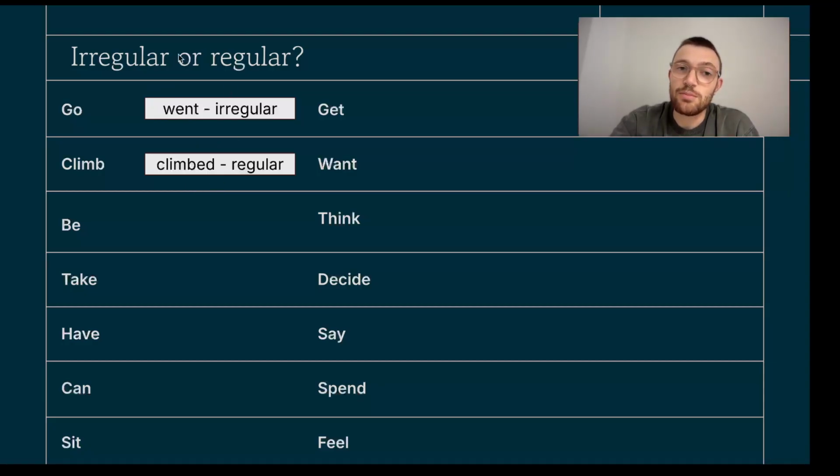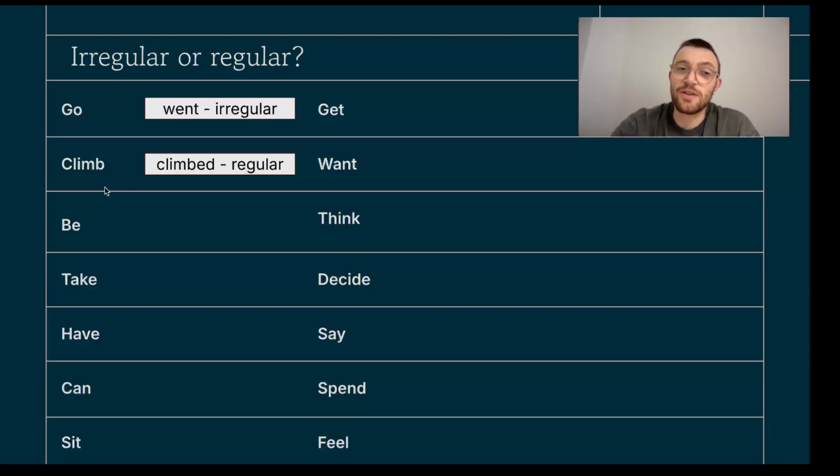Now, one thing I should say before we continue is that whereas in the present things change depending on the person, so I go, you go, he goes, we've got that extra S for the third person in English, in the past simple, we don't do that, right? It's all the same. So I went, you went, he went, she went, they went. It's all the same, which is very nice if you're learning. You don't have to learn any other conjugations, other than the fact that they are very irregular sometimes.